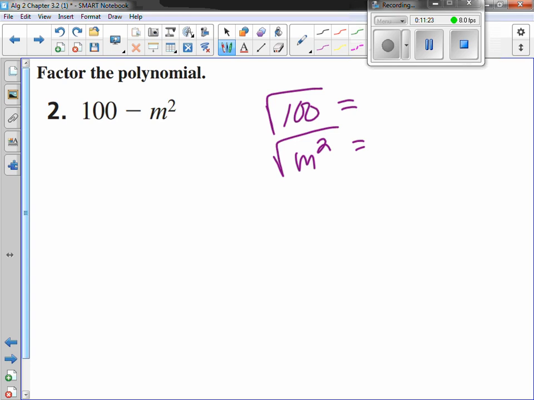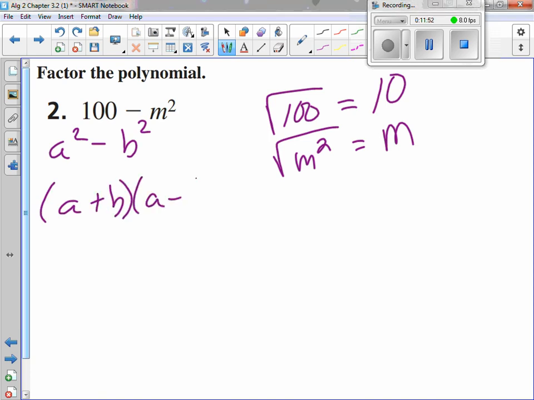Can we take the square root of 100? What times itself is 100? 10. Square root of m squared would be m. So are both of these perfect squares? Yeah. So we don't have to worry too much about making the variable positive here. It'll still work out, because this does fall in line with a squared minus b squared. We'd have our a plus b times a minus b.